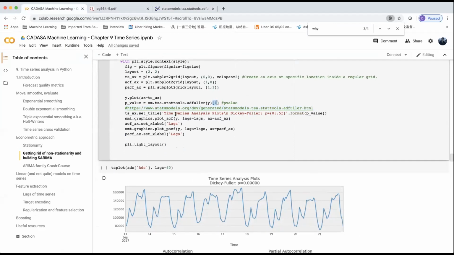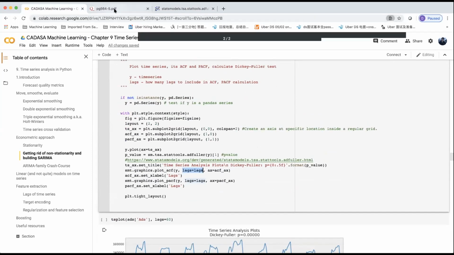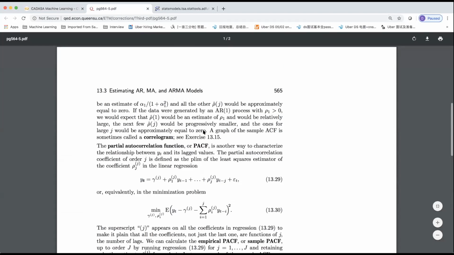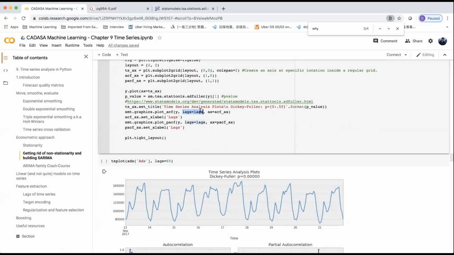Then we're going to plot the autocorrelation. There's one automatic autocorrelation function here, sm.graphics.tsa.plot_acf. The plot_acf just plots the autocorrelation. What you need to put inside is y, the data you want to plot the autocorrelation for, and how many lags you want. If you go back here, how many j do you want? Do you want yt and yt minus 1, or yt minus 2, or yt minus 40? So you have to tell the function how many lags you want. It could be 20, 40, it depends on you.